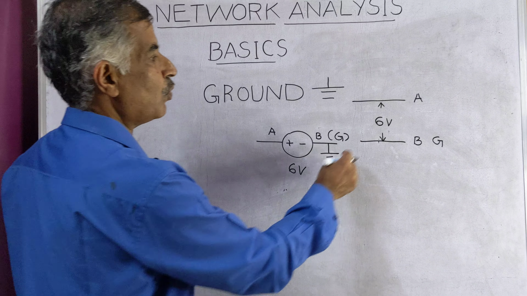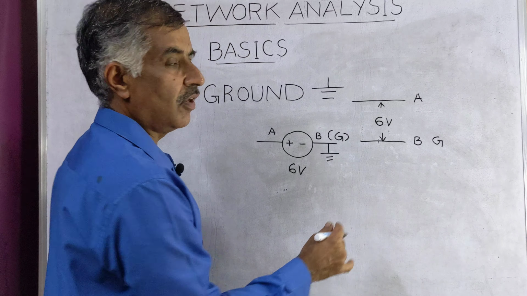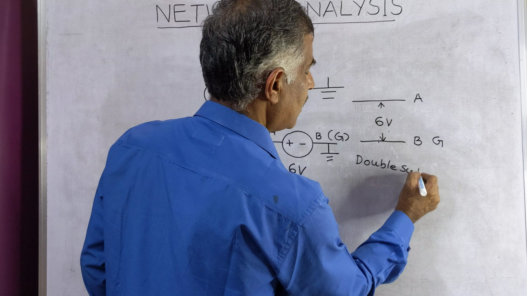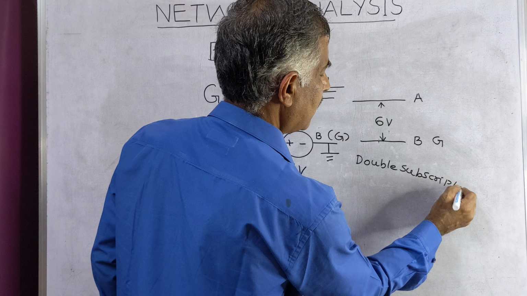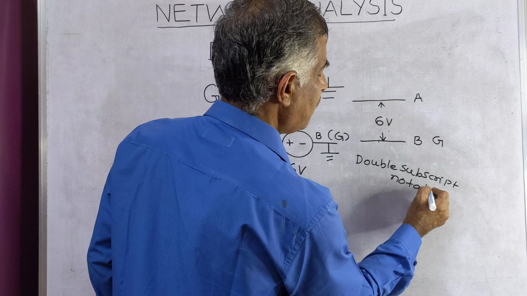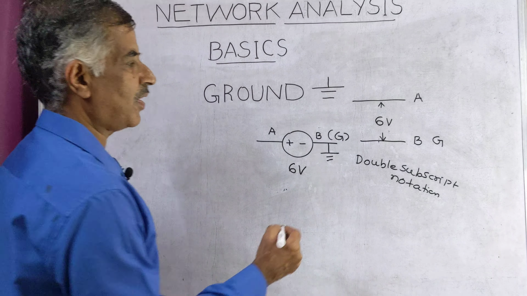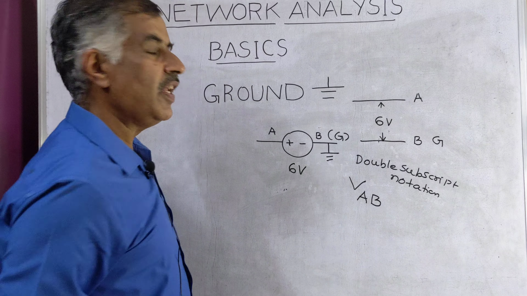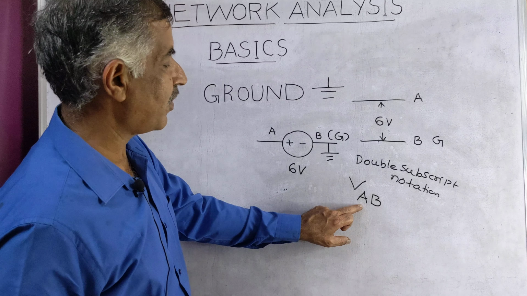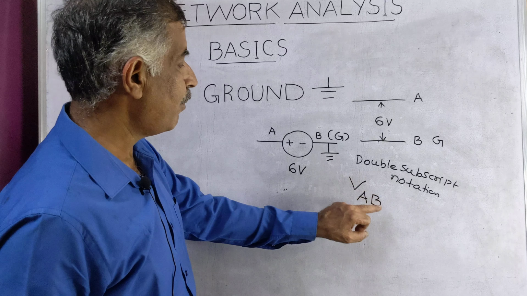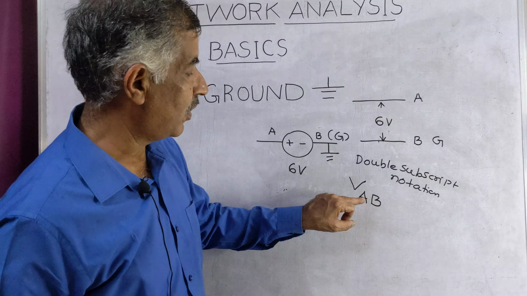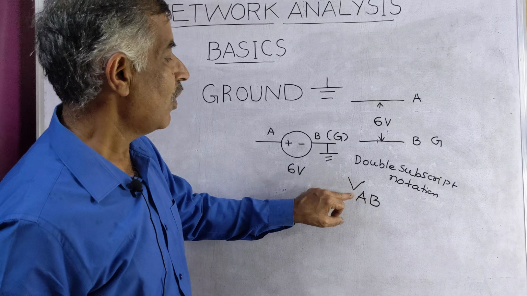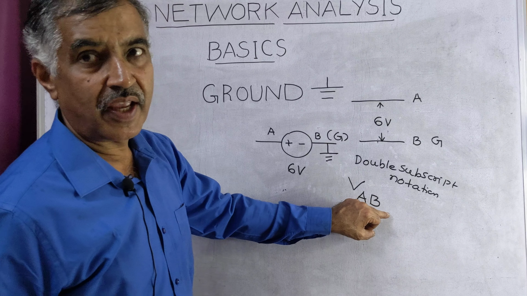Now, whenever you have to specify this by a notation, it is called double subscript notation. Voltages are mentioned in the form of double subscript notation. Here, VAB. In the subscript there are two letters, A and B. Here B is ground, the second letter is ground, whereas the potential of A is with respect to B. So A is at a height of 6 volts above B.